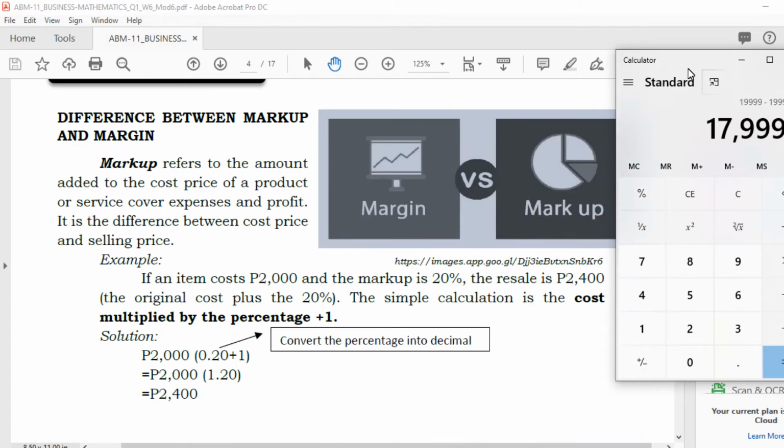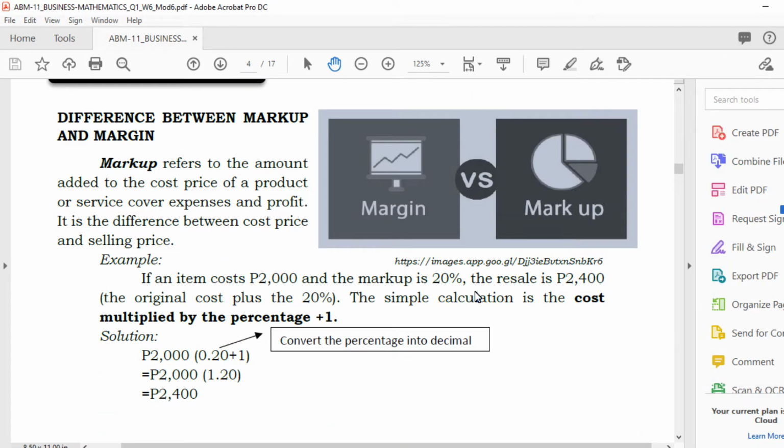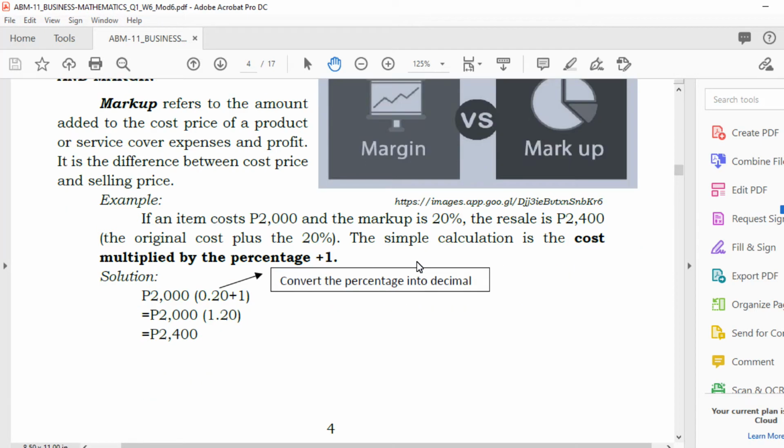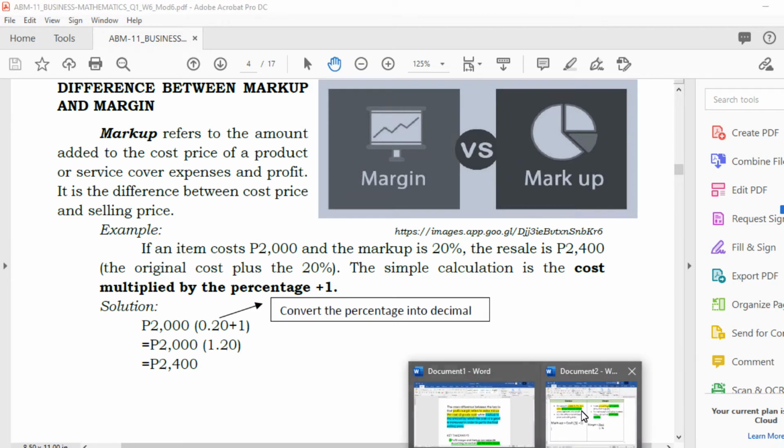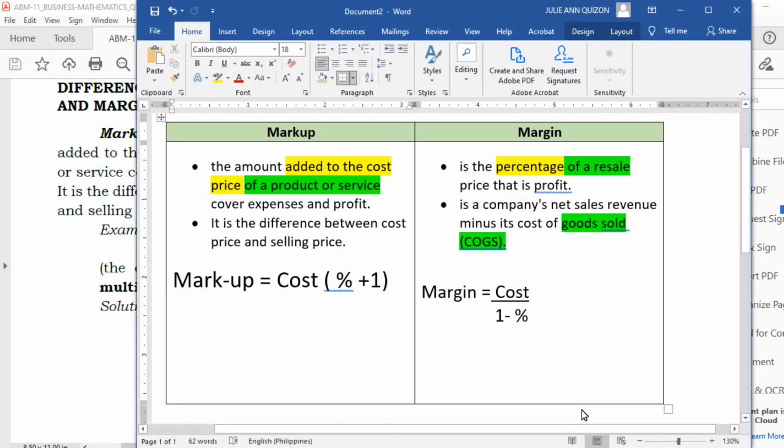So, ngayon, let's discuss the difference between markup and margin. So, ito na yung lesson natin. Okay. Ano ang pagkakaiba ng markup sa margin? Ito yung ginawa kong table para at least hindi kayo malito. Pag sinabing markup, it is the amount added to the cost price of a product or service. It is the difference between cost price and selling price. Ito yung markup yung dinescuss natin kanina.